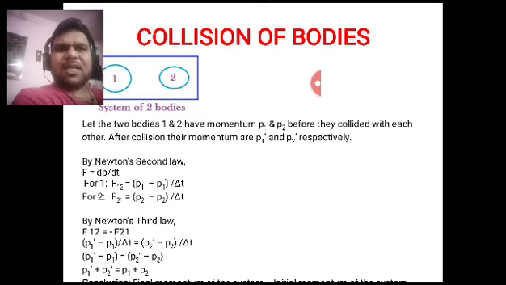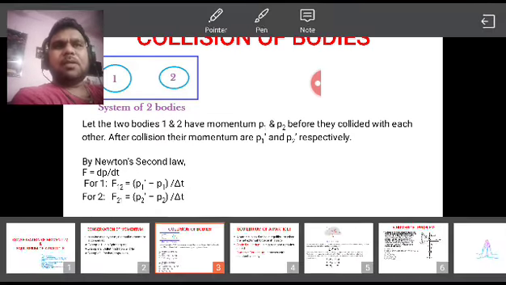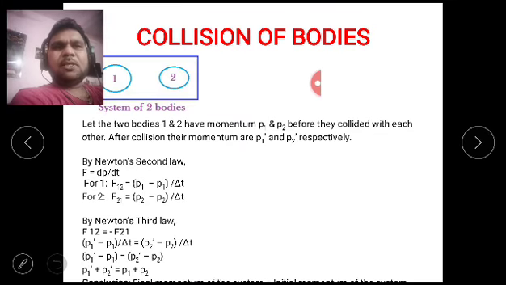After that they are colliding. Whenever they collide, there will be a change in their momentum. Their new momentum will become P1 dash and P2 dash. That means before collision, the momentum of body 1 was P1 and momentum of body 2 was P2. But now they are colliding, so their momentum has become P1 dash and P2 dash.